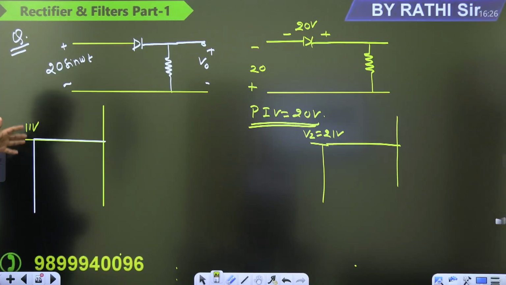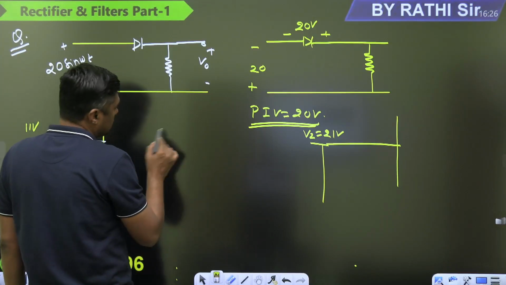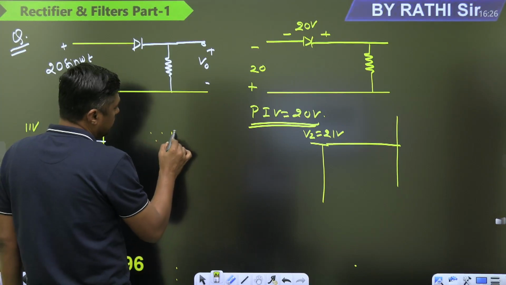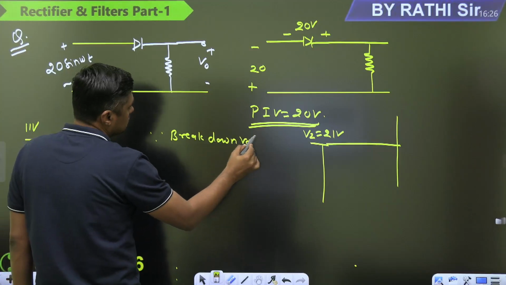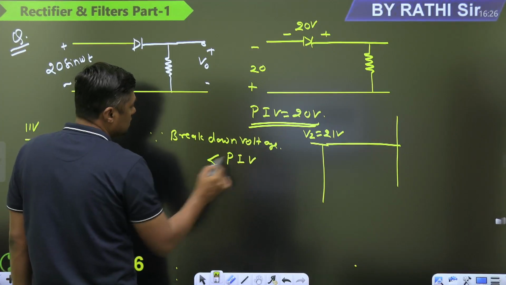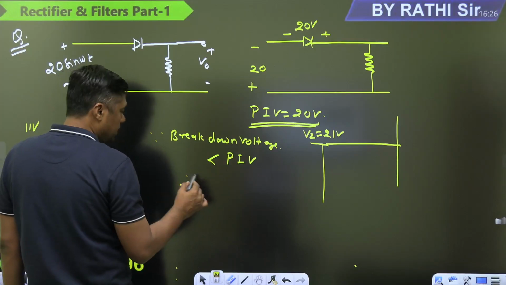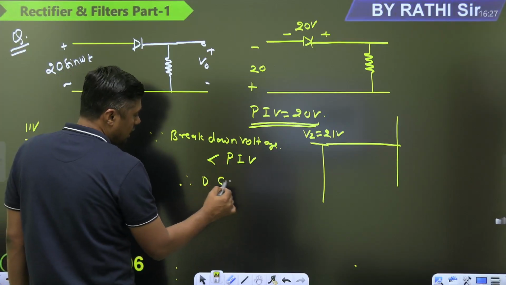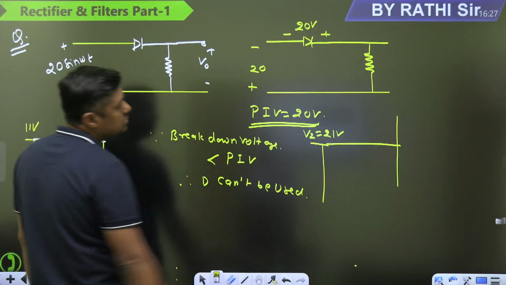If 11 volt is the breakdown voltage, and what is the PIV? 20 volt. It will not work. Breakdown voltage is less than what? PIV. Therefore, it is not a diode, it can't be used. We can't use the diode.